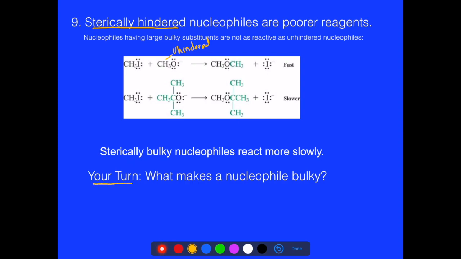Oftentimes in a regular class I would say, all right, what makes it bulky? But I've already told you what the bulk is, and the bulk is ultimately just these R groups, these carbon groups that are surrounding it.